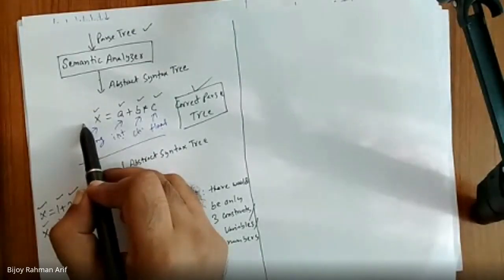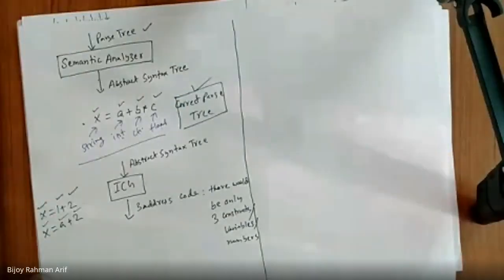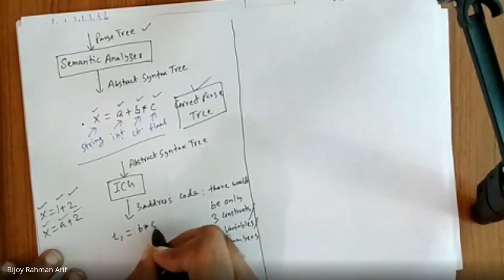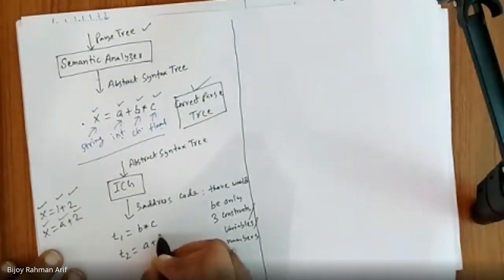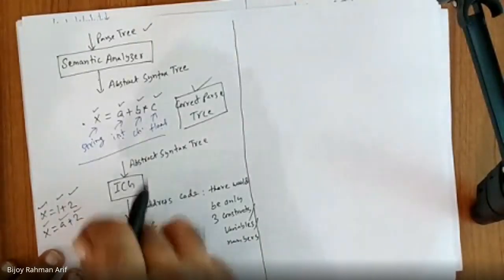Can we convert this to three address code? Is it possible? Maybe. Okay, let's try this one. Let's assume T1 is equal to B star C, then T2 equal to A plus T1, and finally X is equal to T2. Is it three address code?